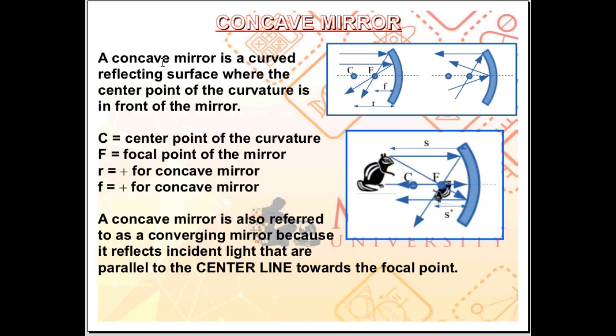If you have a concave mirror and light that is parallel to the center line, that light will be reflected towards the focal point. That's why a concave mirror is also referred to as a converging mirror. There's the tendency of the reflected light to converge at the focal point. And you can use a concave mirror to form an image using the reflected light.